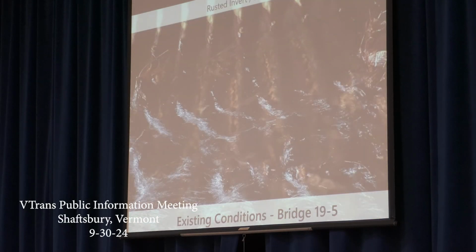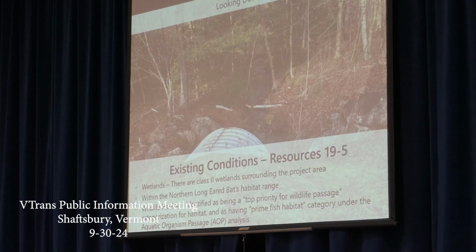As I said, the culvert's in really poor shape. You can kind of see an example here. It's tough to see, but there's holes in every one of those corrugations, and it's proliferated through the whole bottom of the culvert. And then this is a photo looking downstream. In regards to natural resources that we have out here, there are wetlands at both culverts, but type Class 2 wetlands surrounding the project area. We're within the northern long-eared bat's habitat range and the endangered species. And this particular crossing has been identified as a top priority for wildlife passage, as well as having prime fish habitat. And that was all determined underneath our aquatic organism analysis.